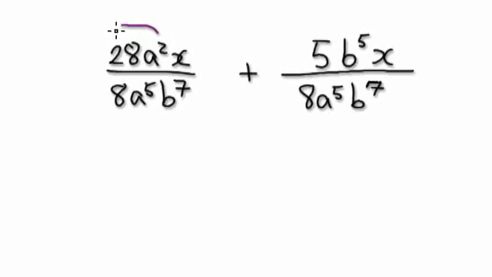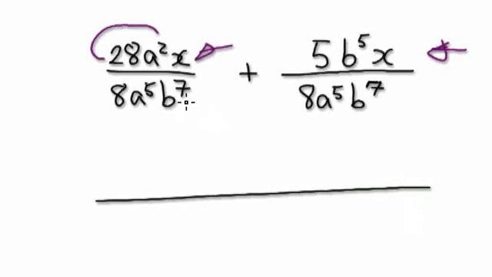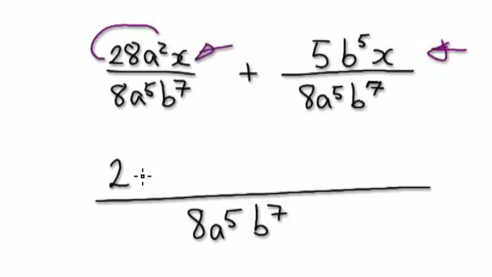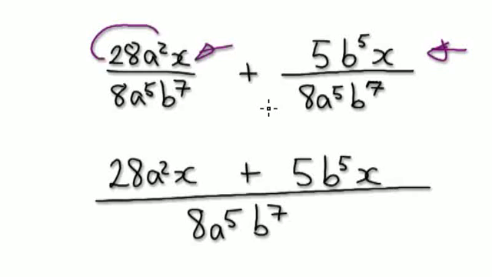We don't really care about what's on the top here, but the important thing is the two denominators. They're the same, so let's merge them. So this would be this to the power 7. This would be 28a squared x plus 5b to the power 5 x. Then have a quick glance to see if you can simplify the top part.